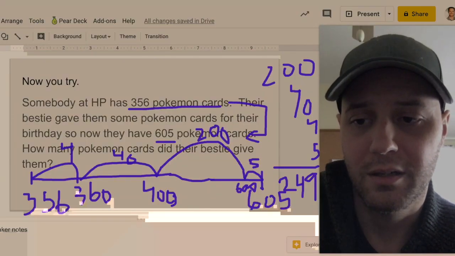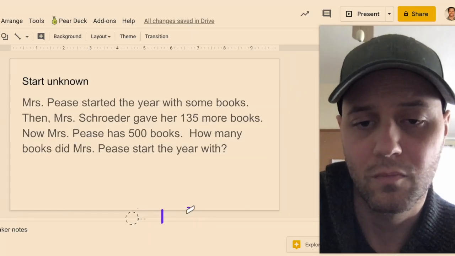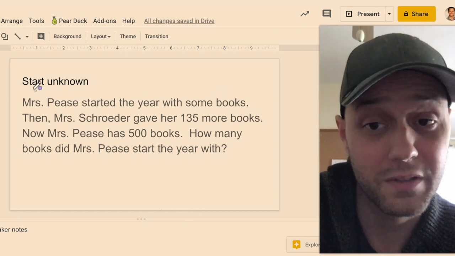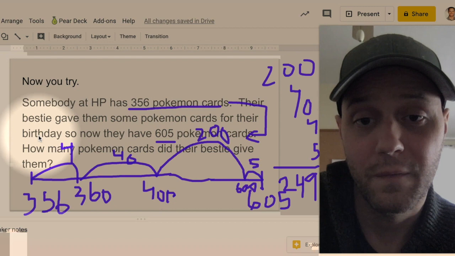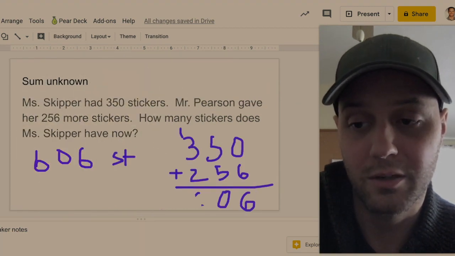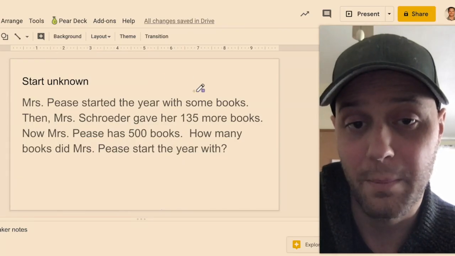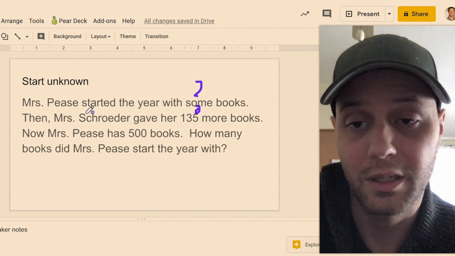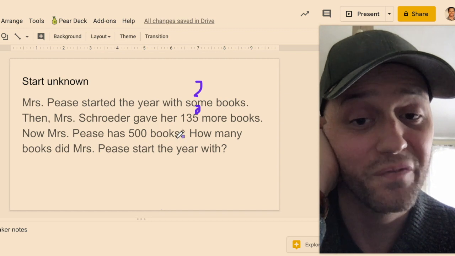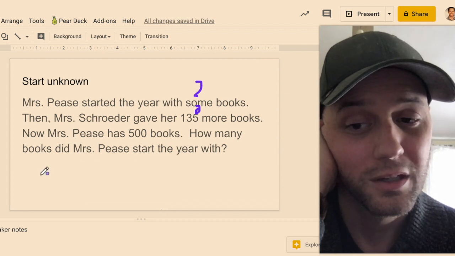All right, here will be the last ones. Mrs. P started the year with some books. Now this is a little bit different. In the last one, we knew how many they started with, and in the one before that, we knew how many they started with. Now we don't know. The start is unknown. Mrs. P started the year with some books, question mark, unknown. Then Mrs. Schrader gave her 135 more books. Now Mrs. P has 500 books. How many books did Mrs. P start the year with?